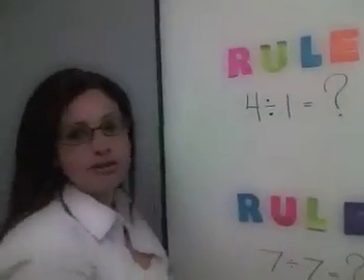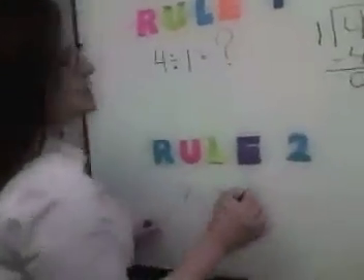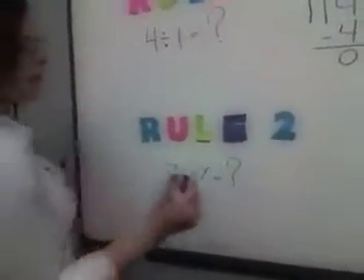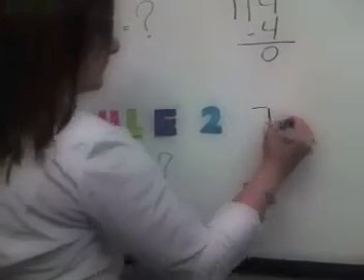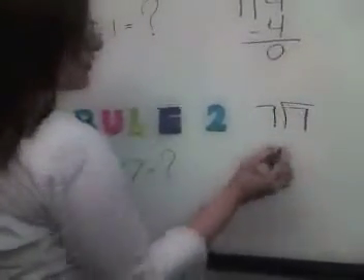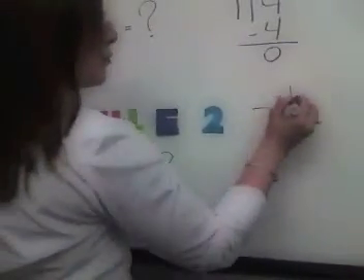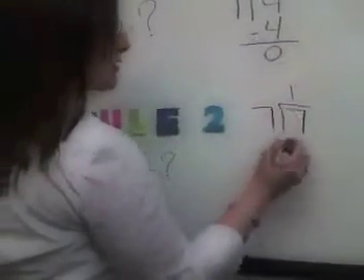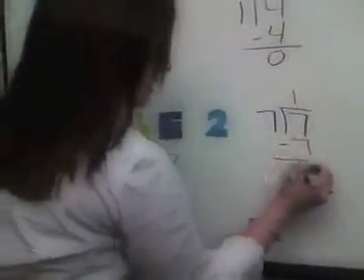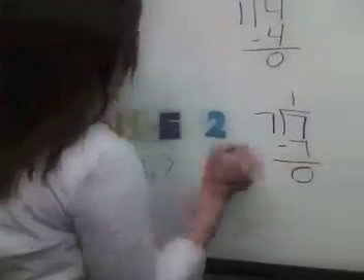Rule number 2, dividing a number by itself. 7 divided by 7 we have here for our example. We're going to set it up and solve. 7 goes into 7 once. 7 times 1 is 7. Subtract these two numbers and you get a 0 remainder.